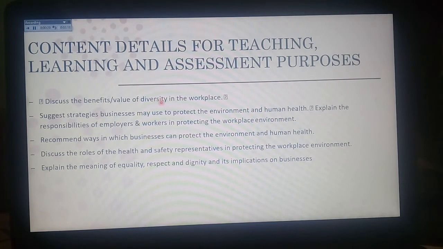Recommend ways in which the business can protect the environment and human health. Discuss the roles of the health and safety representative in the workplace environment. Explain the meaning of equality, respect, dignity, and its implications on the business. All right. So this is the content that you need to ensure that you know as a grade 12 learner in order for you to be ready for your exam.